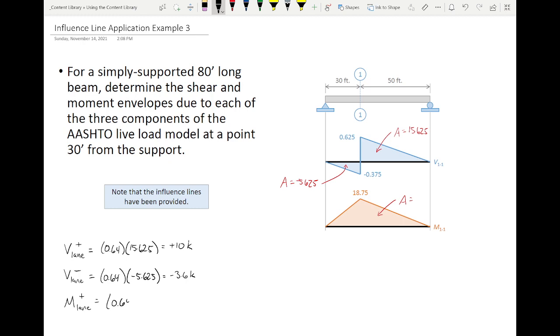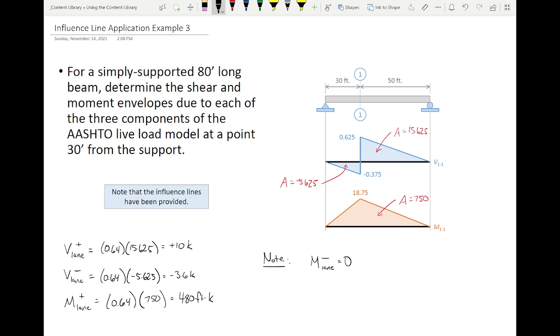I'm going to take 0.64 times what? What's that area? 750. So what is that? 480. So 480 foot-kips. Now what I'm curious about is, note, what is M lane negative? Zero. There is nowhere that I can put the lane load to generate negative bending at that point, because everywhere on the influence line, I have positive moment. Right? So that means this is zero and this is zero.